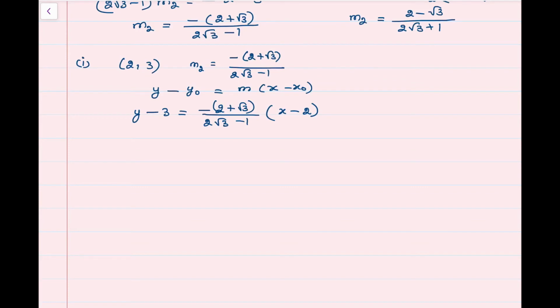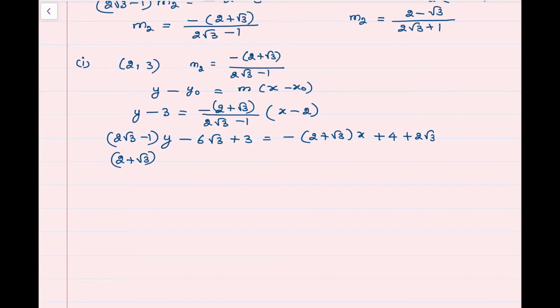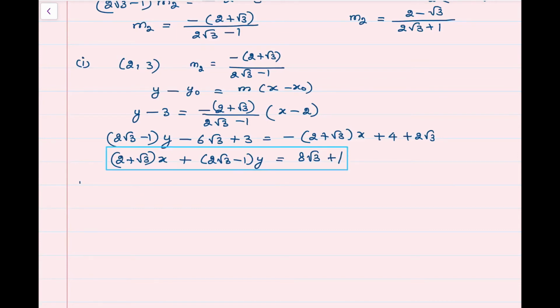We will cross multiply. 2 root 3 minus 1 y minus 6 root 3 plus 3 is equal to minus 2 plus root 3 times x, and minus into minus is plus 4 plus 2 root 3. Bring that x term to this side. 2 plus root 3 times x plus 2 root 3 minus 1 y is equal to 2 root 3 plus 6 root 3 will be 8 root 3 and 4 minus 3 is 1. Now we will write the second answer.